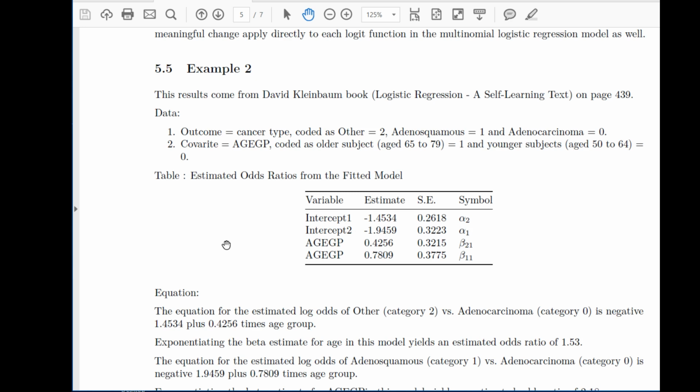Example number 2 is taken from Logistic Regression, a Self-Learning Text by Professor David Kleinbaum. This table appears on page 439. The results come from this data where the outcome is cancer type, coded as other types of cancer equals 2, adenosquamous cancer equals 1, and adenocarcinoma cancer equals 0. The covariate is age group, coded as older subjects aged 65 to 79, coded as 1, and younger subjects aged 50 to 64, coded as 0.